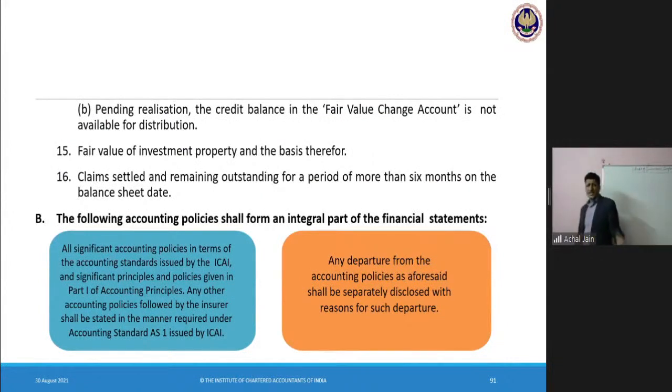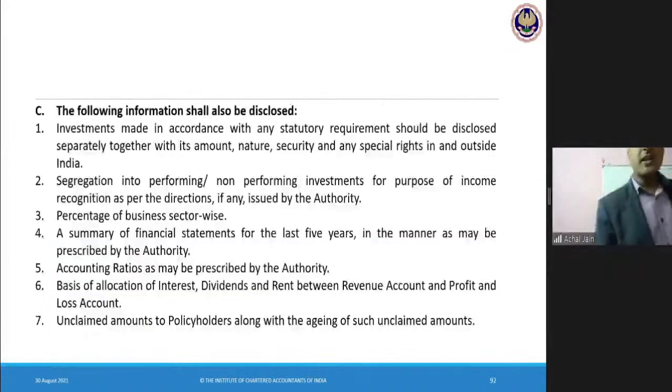I'm not discussing each and every disclosure, you can just flip to that. Of course, that was about the accounting policies. So now in relation to the significant accounting policies, which are required to be disclosed, that will be captured over here. And if there is any material departure from any of these significant accounting policies, that is also required to be disclosed. Now, over here, some additional information is also required to be disclosed. Let's understand what that is.